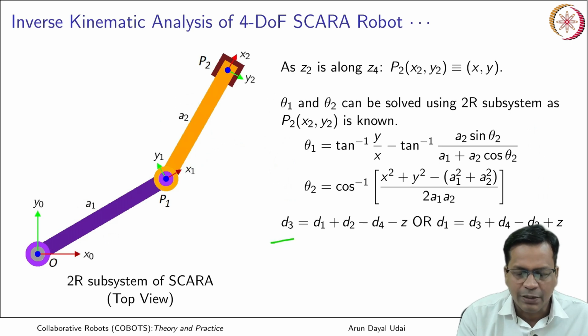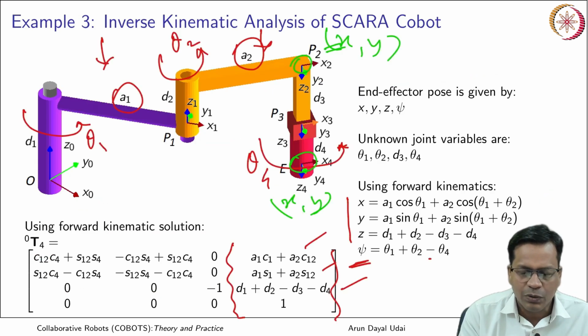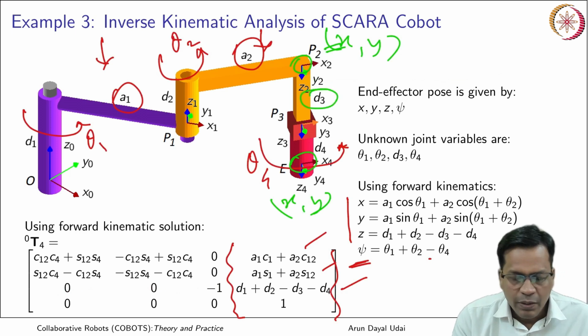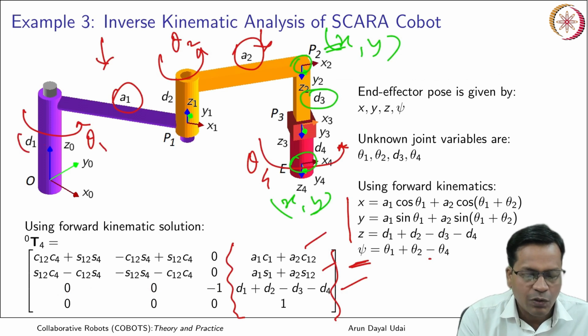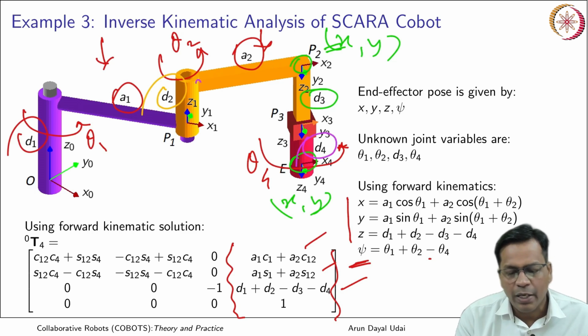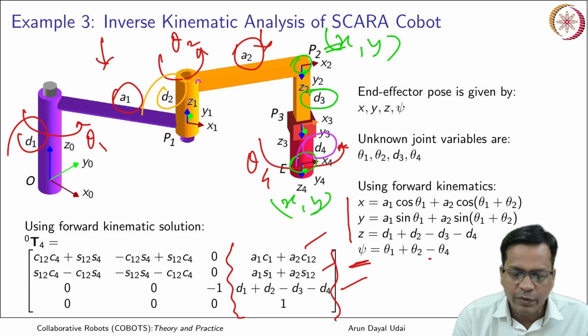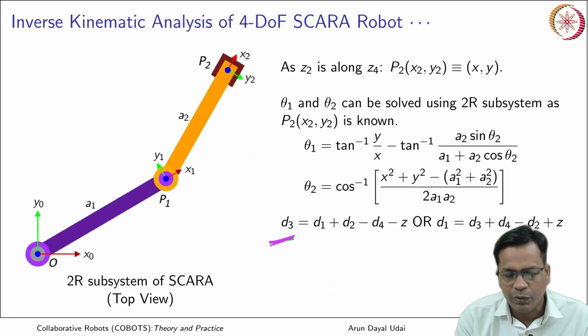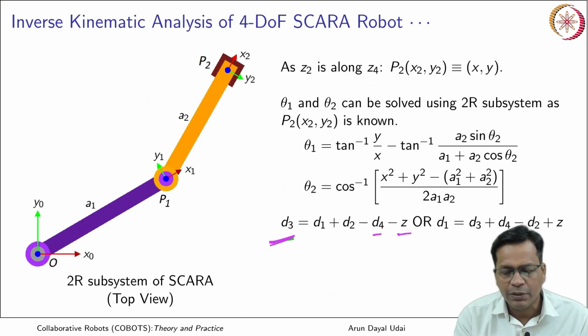How much is D3? If you just go back and see your slide, only D3 is variable. D1 is constant, D2 is also constant, which is not varying, D4 is also constant, which is here. D1, D2 and D4 are constants, those are not varying. So what is varying is only D3, and that is making the change in Z. So if I write it here directly, D3 is equal to D1 plus D2 minus D4 minus Z.